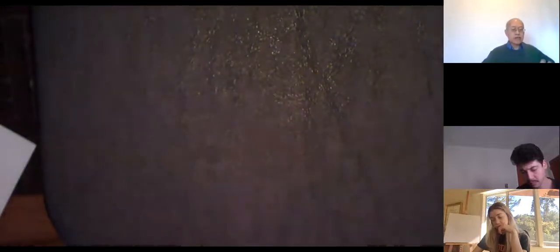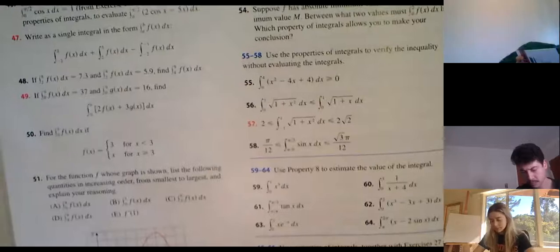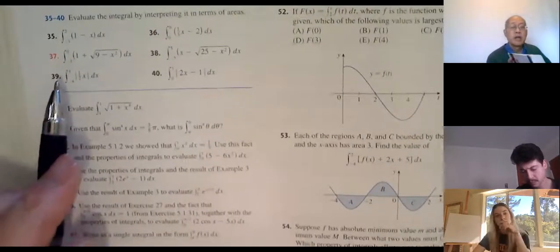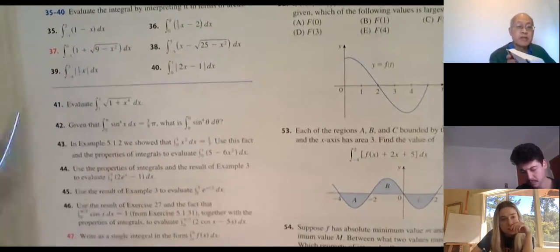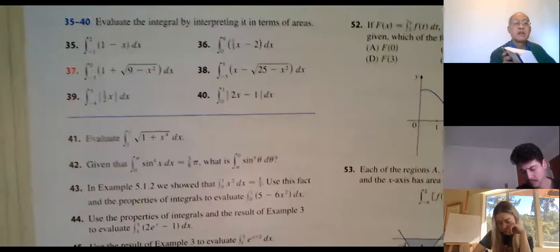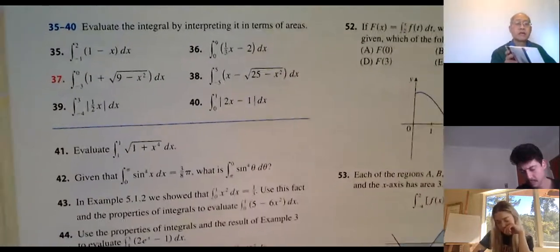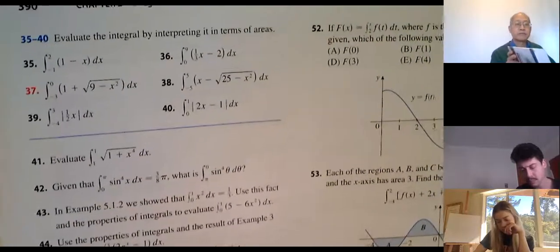Okay, 37. I wasn't going to do the whole thing, but I'll just set you up for it. The integral from -3 to 0 of 1 plus radical 9 minus x squared dx. And we want the exact value.